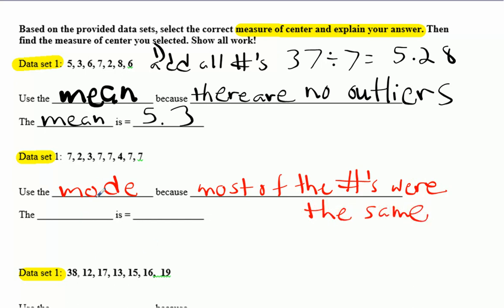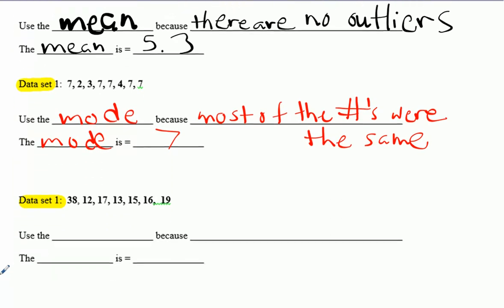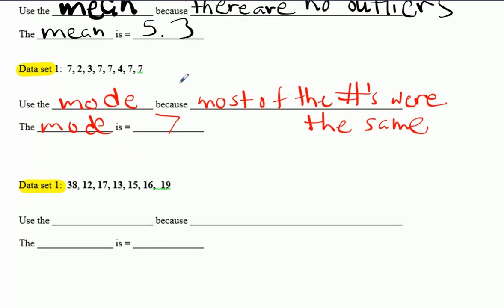Luckily, I don't need this space for work, so I'm going to say the mode is, and again, the number that happens the most, happens most often, is 7. And finally, my third one, looking at my data set, all of these numbers are pretty much in the teens except for this guy. So I'm going to be using the median in this set of data because there is an outlier.